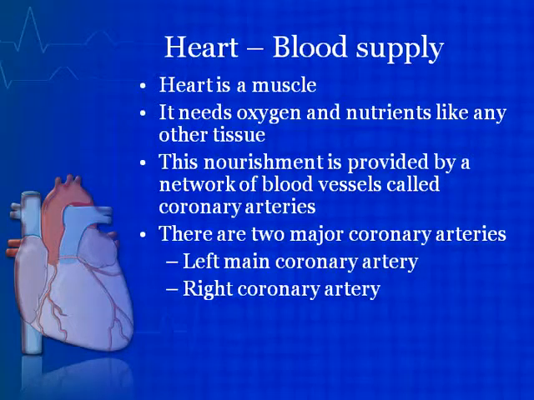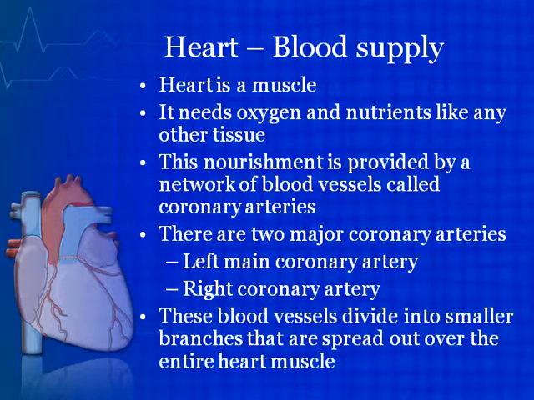Now if you look to the image on the left hand side of this slide, you will see the heart image with blood vessels coursing on the outside, and the main ones are the left main coronary artery and the right coronary artery. The left main coronary artery supplies, as you can see from the name, the left side of the heart, and the right coronary artery the right side. These blood vessels then divide into smaller branches and even smaller branches which are spread out over the entire heart muscle, supplying the necessary nutrients and oxygen to the tissue.